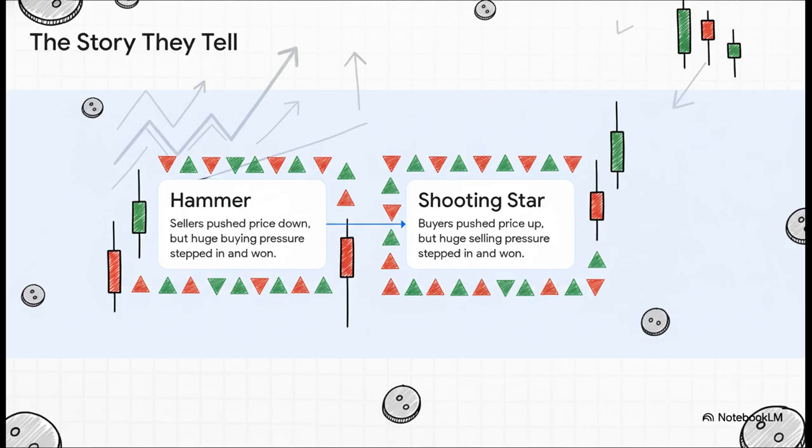The story here is all about a failed attack. With a hammer, you see, sellers tried their best. They pushed the price way, way down. But then buyers stormed back in and completely took over. And with a shooting star, it's the exact opposite. Buyers were feeling good, pushing the price up, until sellers just slammed it right back down. Both are huge clues that the trend might be turning around.